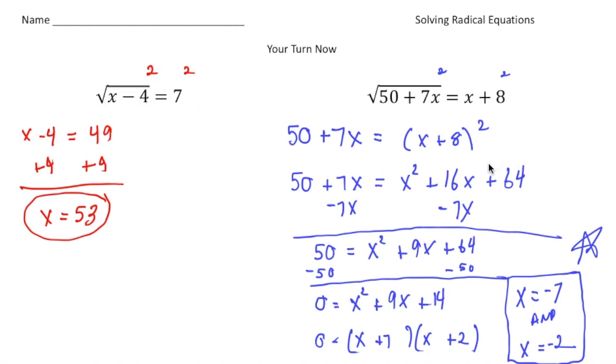All right, the second one obviously has a lot more steps to it. So step number 1, you square both sides. And then when you do that, you end up with 50 plus 7x equals x squared plus 16x plus 64. And then it's just a matter of solving the quadratic. We had to make sure that this equation equals 0. So when I did that, we ended up with 0 equals x squared plus 9x plus 14. And then you have to factor, right? So when I factored, I got x plus 7 times x plus 2, which means the solution for this one was negative 7 and negative 2.